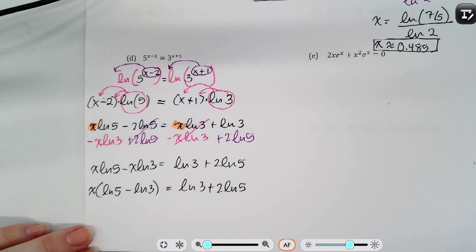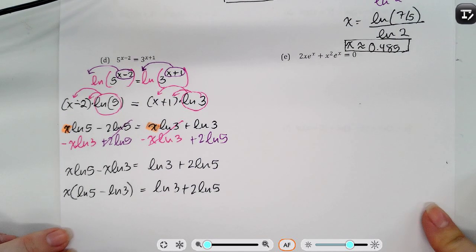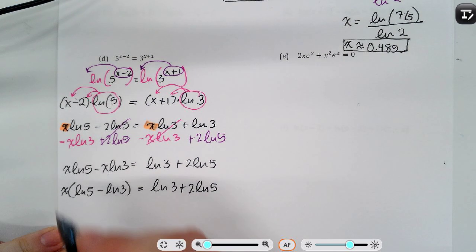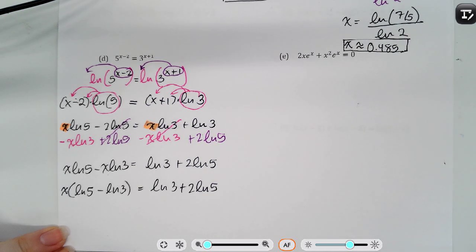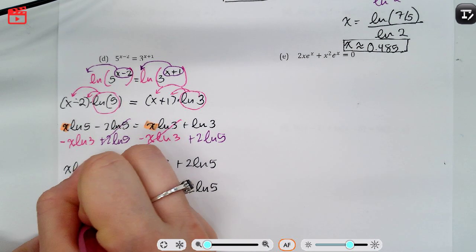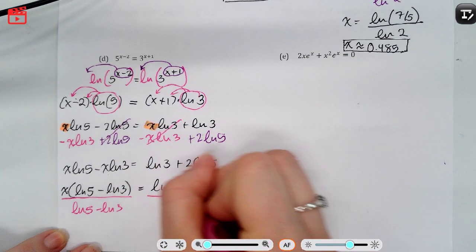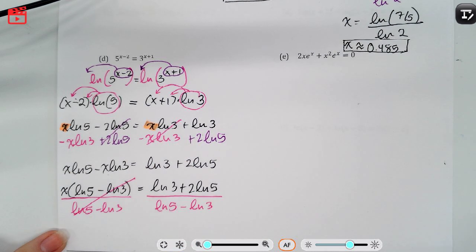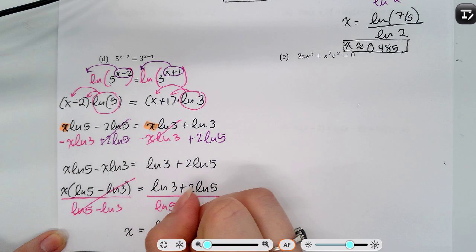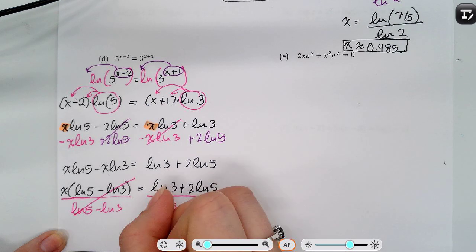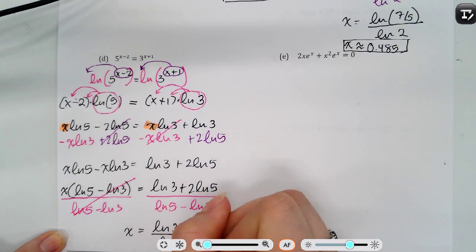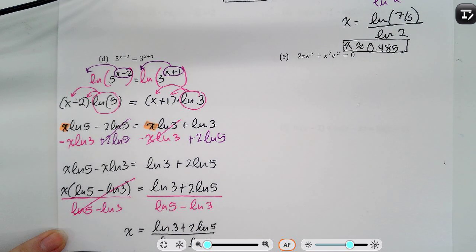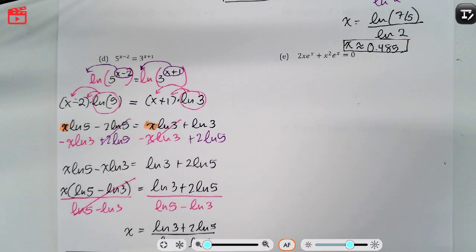ooh, we're getting close to the finish line here. All right. Well, it's just x multiplied to this binomial, so to get rid of that binomial, we'll just divide both sides by the binomial. Okay. So dividing both sides by ln 5 minus ln 3, I'm left with x equals ln 3 plus 2 ln 5 all over ln 5 minus ln 3. Which, remember, we need to state the solution, so I'm going to go ahead and plug that into my calculator. All right, here we go.